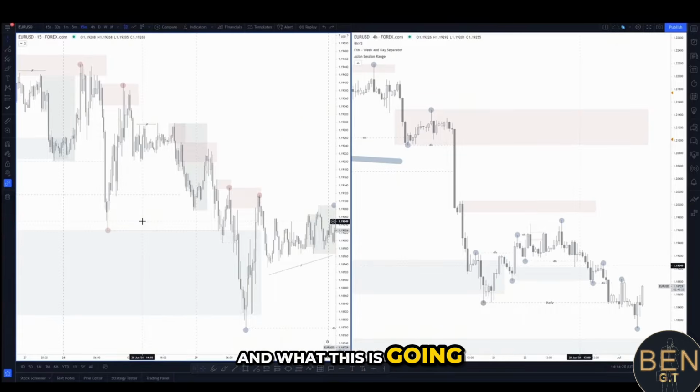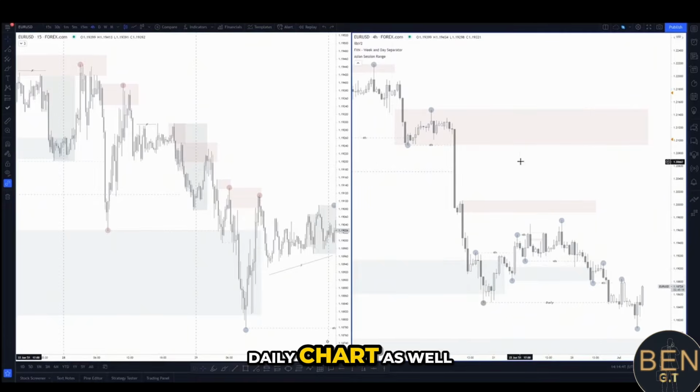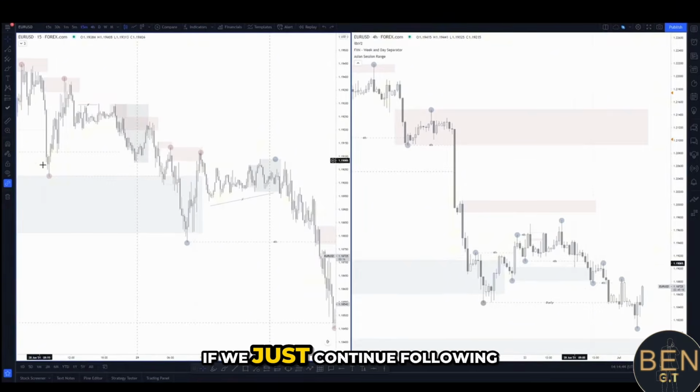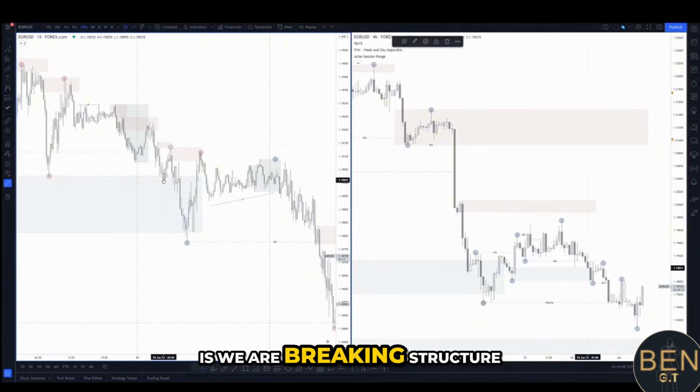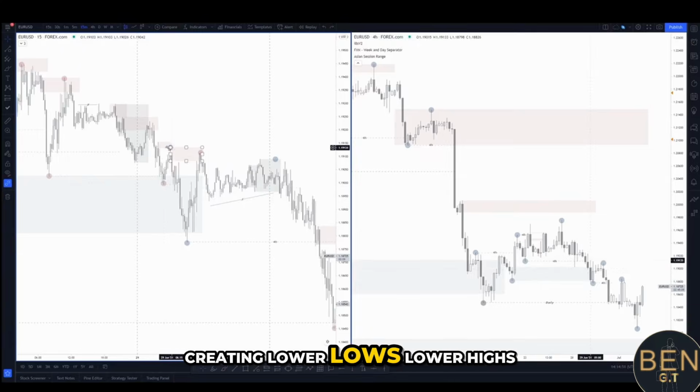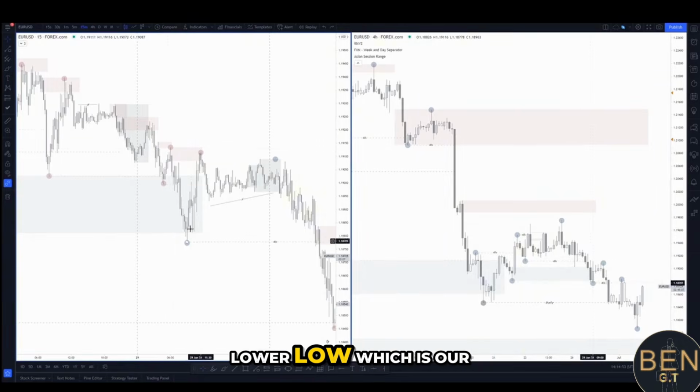And what this is going to also help us understand is that more than likely the daily chart is going to start to continue moving to the downside, if in fact that was the lower high that was printed on the daily chart as well. And what we can see if we just continue following market structure is we are breaking structure to the downside, creating lower lows, lower highs, lower low, which is our true 4-hour lower low.